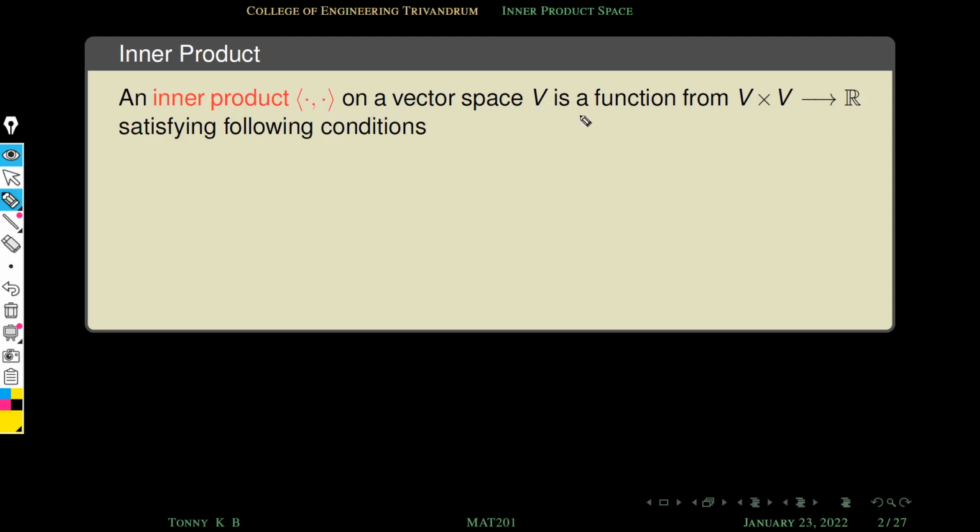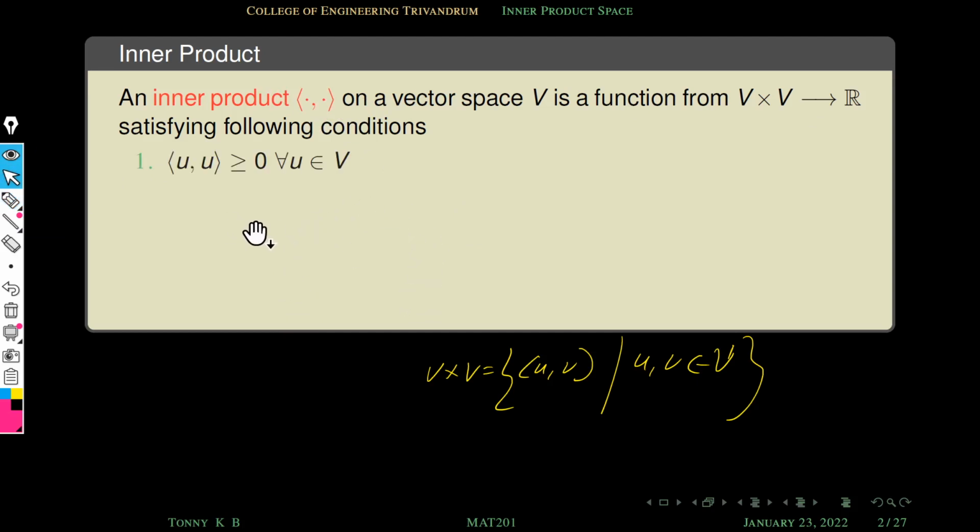An inner product on a vector space V is a function from V cross V to R, satisfying the following conditions. And what is V cross V? V cross V means the set of all ordered pairs (u, v) where u, v belong to capital V. Capital V is a vector space, and u and v are elements of V, called vectors in V. So inner product is a function from V cross V to R. That means the image of the inner product is always a real number, and that function should satisfy some conditions.